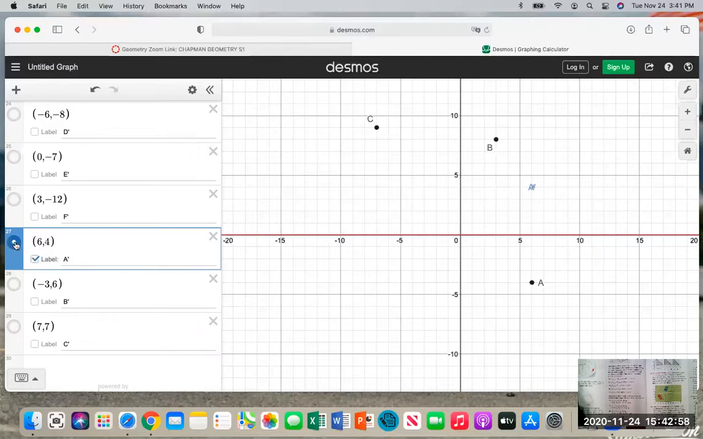All right. And then B is 1, 2, 3, 4, 5, 6, 7, 8 units away. So it's got to be 8 units away on the other side. So B prime should be at 3 comma negative 8. So there's B prime. C, it looks like it's 9 units away from the x-axis, so C prime has to be 9 units away from the x-axis as well on the other side. So that's negative 7 comma negative 9.